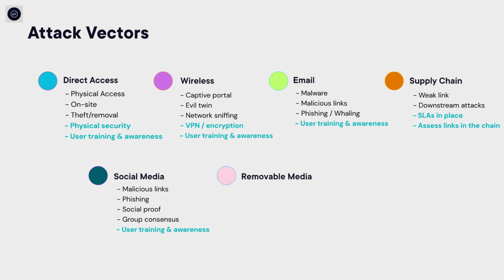Let's talk about removable media, things like USB sticks, memory cards, or even old school CDs and DVDs. Now, most people don't think twice about plugging in a USB drive they find lying around, but attackers know that. In fact, some will intentionally drop infected USBs in parking lots, lobbies, or cafeterias, hoping someone will pick one up and plug it in out of curiosity. Once they do, malware or ransomware can be silently installed, giving the attacker a way into the network.